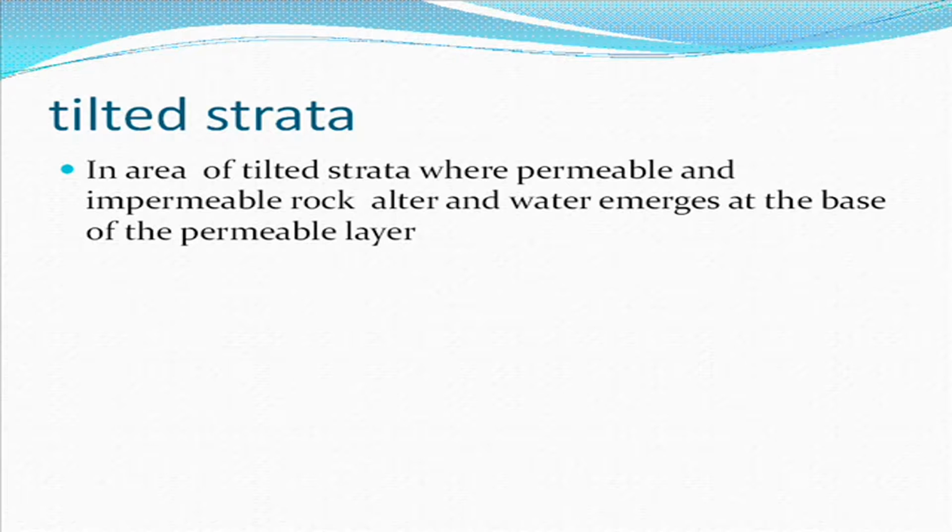Tilted strata. In an area of tilted strata where permeable and impermeable rock alternate, water emerges at the base of the permeable layer. For example, think of bread and jam: the bread is the impermeable rock and the jam is the permeable rock. The jam contains water, meaning it flows through the jam layer. The jam layer is the permeable layer, so water easily penetrates and flows out through the outlet.